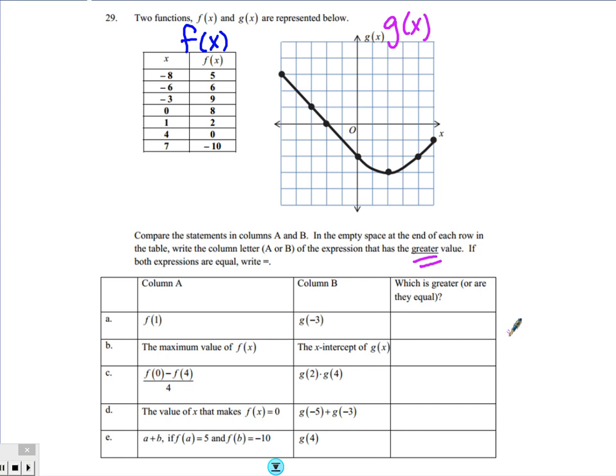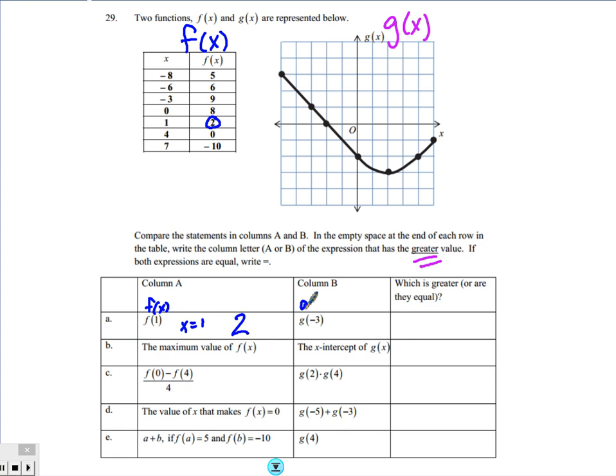So we need to start evaluating. And in the other video, I had suggested writing f of x on top of the f of 1 so that it helps you see that x is equal to 1. So if our x is equal to 1, we're going to go up to our table, make sure that you're looking at the right function. So if I'm given f, I need to look at f, and if x is 1, then f of 1 would be 2. So column A is 2, and then we need to check column B.